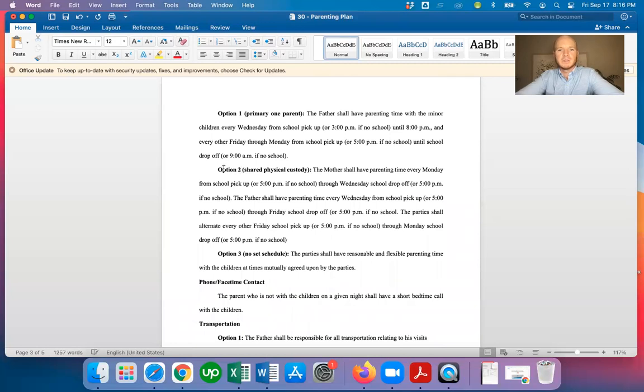Here is a shared physical custody scenario. So the mother shall, so it's basically one parent has every Monday and Tuesday night, another parent has every Wednesday and Thursday night, and they alternate weekends.